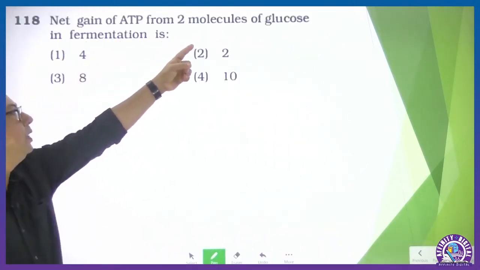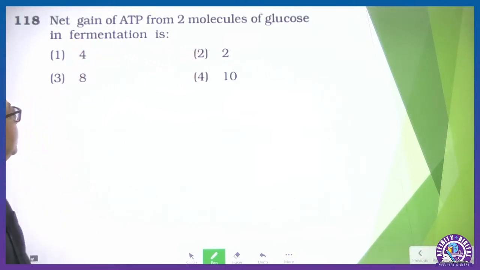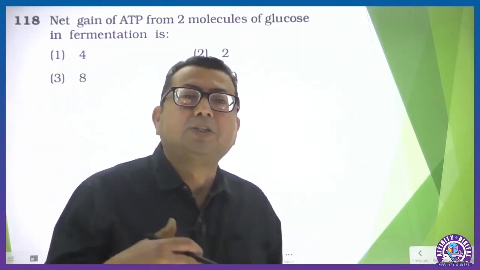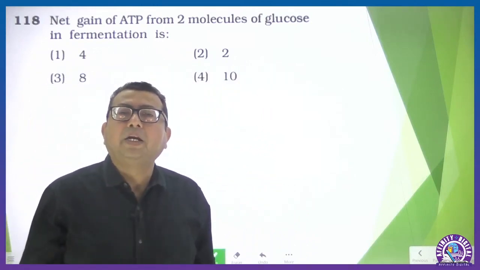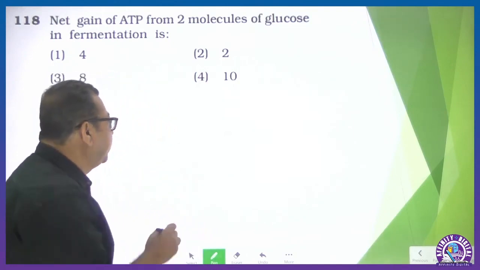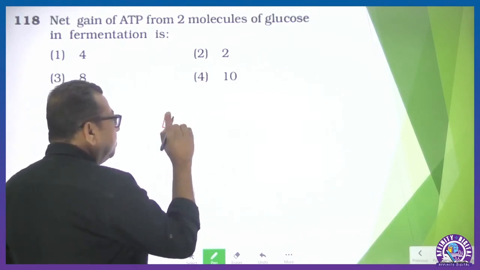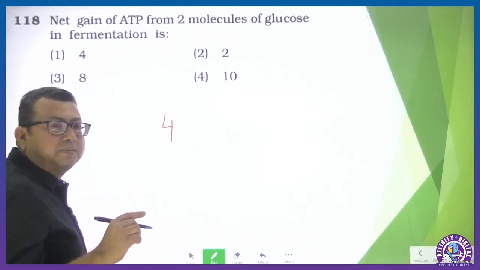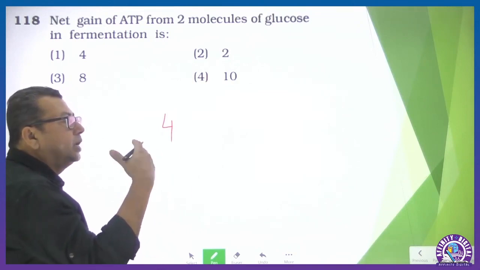Net gain of ATP from 2 molecules of glucose in fermentation kya hoga? Fermentation ka dusra naam hai anaerobic respiration. In fermentation, net gain of ATP from 1 glucose is 2 ATP. Ye 2 ATP kaise hota hai? Glycolysis mein from 1 glucose 4 ATP molecules are produced by a process called substrate level phosphorylation. Lekin glycolysis mein 2 ATP kharcha hota hai.